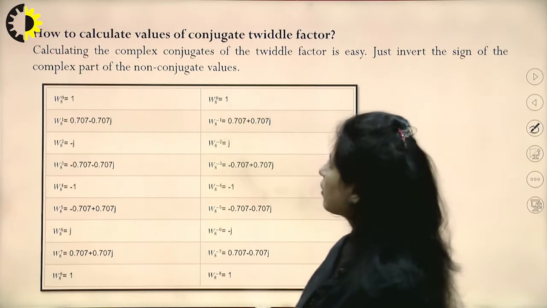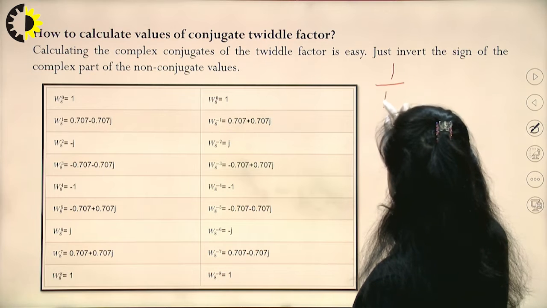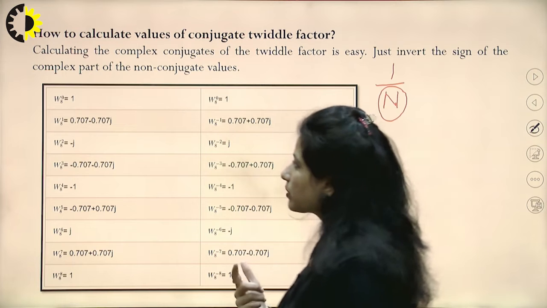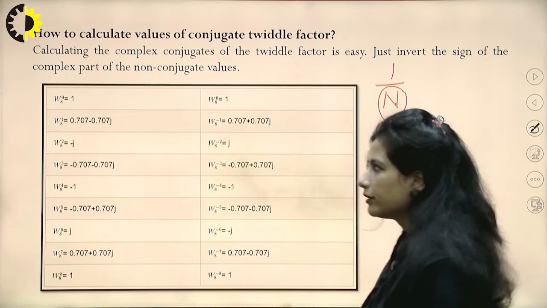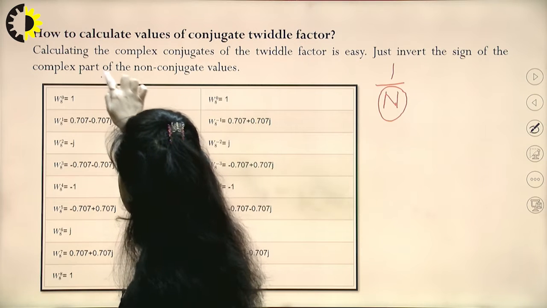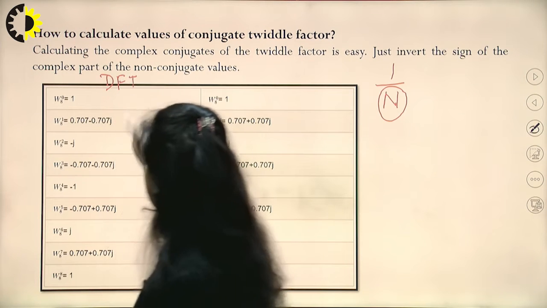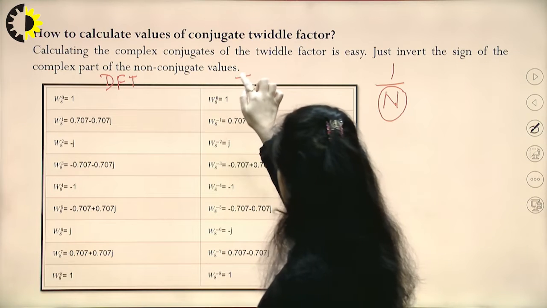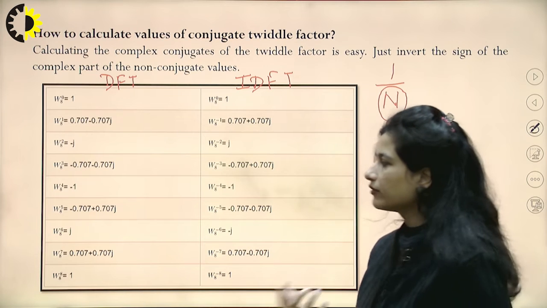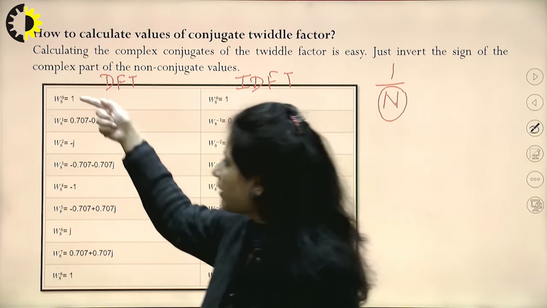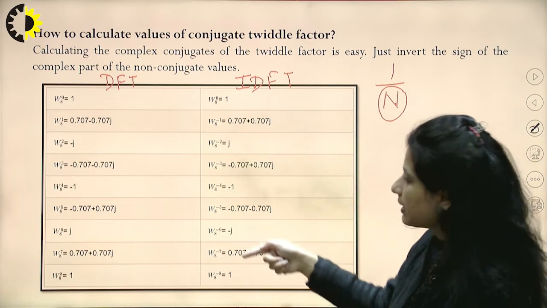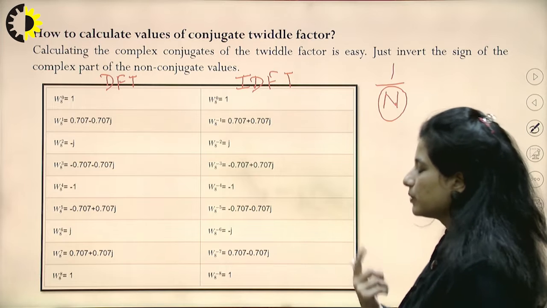I know when I need to divide the answer by n, I know the value of n, so I can scale down the answers. But how do we calculate the value of the conjugate Twiddle factor? These are the values which are used in the calculation of DFT, and these are the values which are used in the calculation of IDFT. What is the difference? The power of W is all positive here, and the power of W is negative here, showing that these are conjugates of each other.